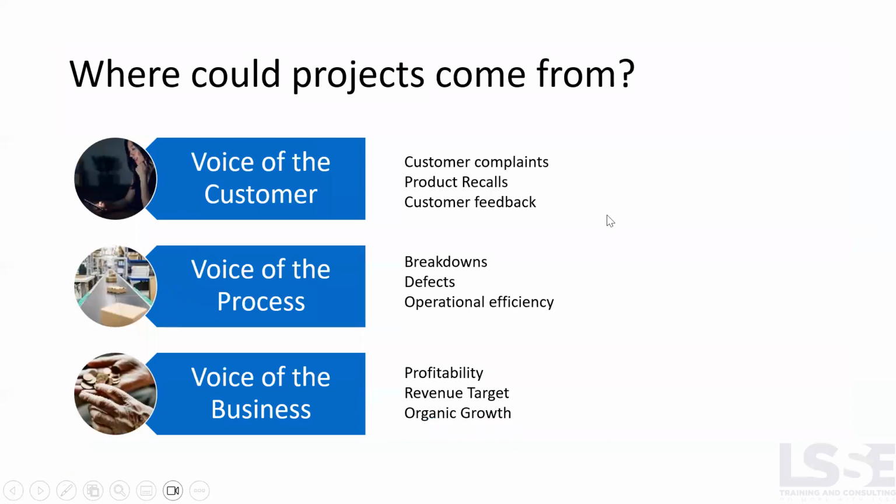So the question is, where could projects come from? Okay, so it depends on which business you are in, but normally there are 3 possible sources where you can start your Lean Six Sigma project. There's what you call the voice of the customer. So the voice of the customer can provide you customer complaints. It could be in the product recalls or the feedback of the customer. And the information here will make you know what type of projects you would want to pursue.